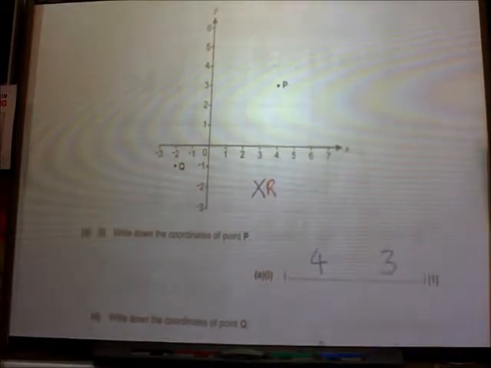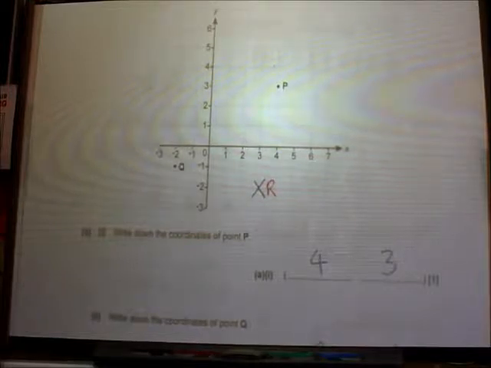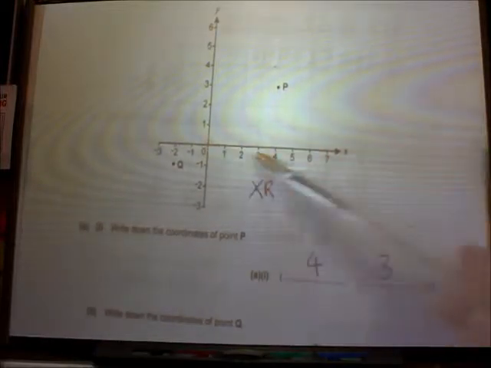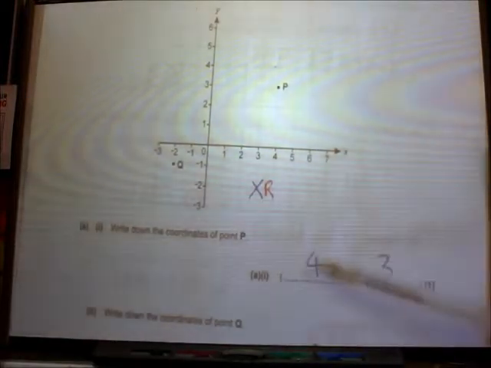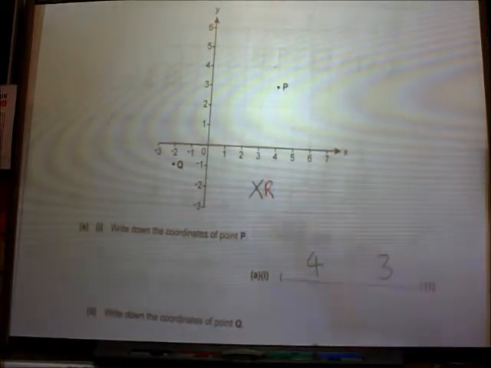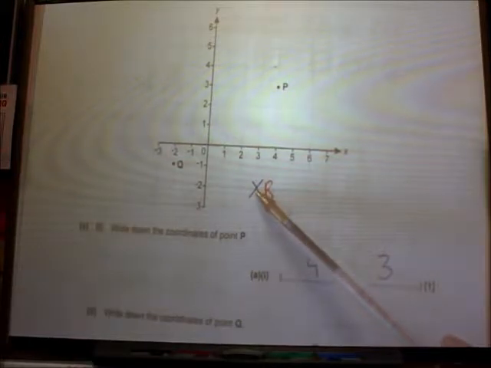Question number 5. I'll let you have a brief look at that for a moment. Okay, write down the coordinates of point P. Well, it's along the corridor, then up the stairs, if you remember your stuff from year 7. So along the corridor is 4, up the stairs is 3, so it's 4, 3. Point Q, it's back along the corridor, then down the stairs, so it's -2, -1. And plot point R at 3, -2. So 3, -2, so that's why it goes there.